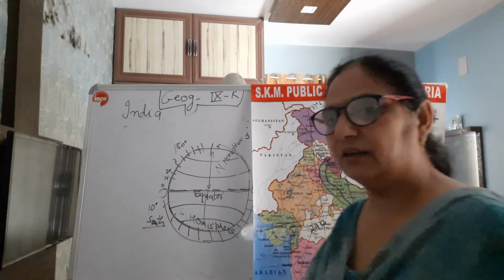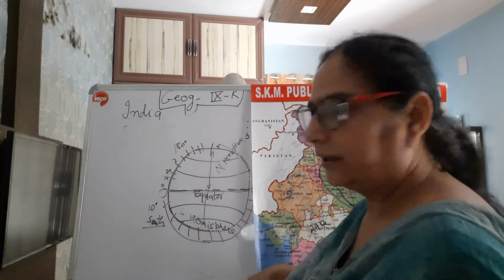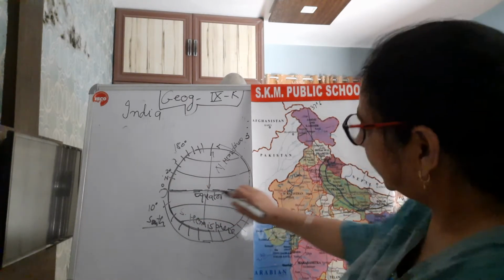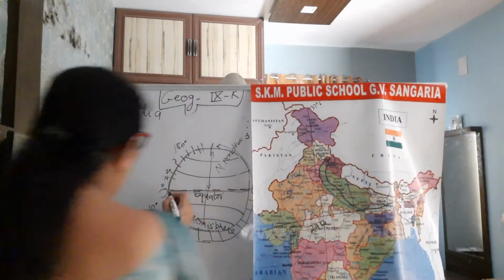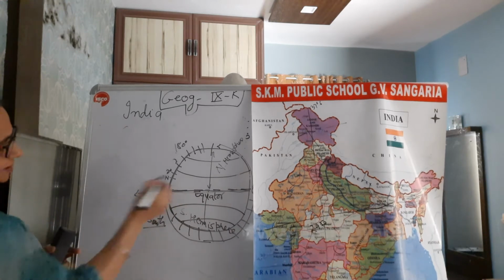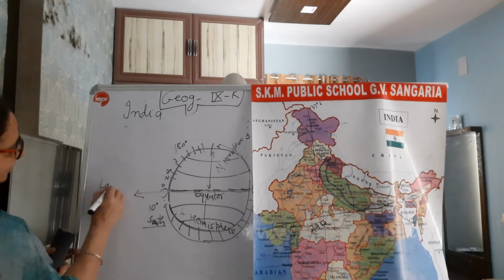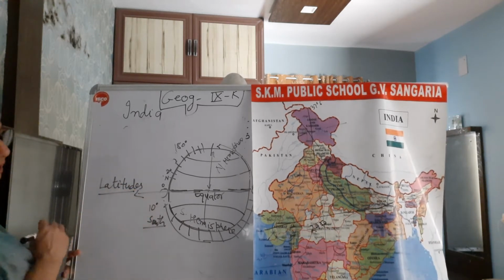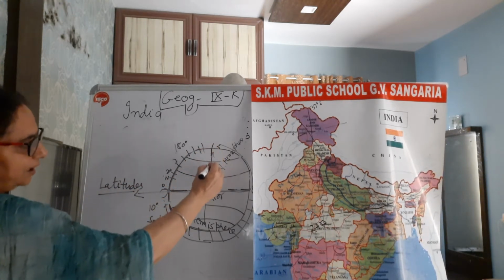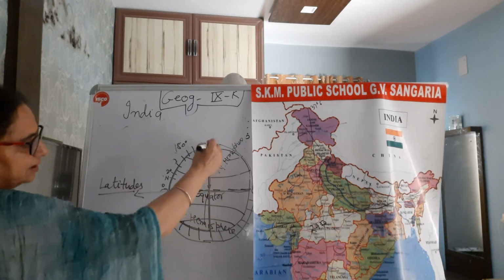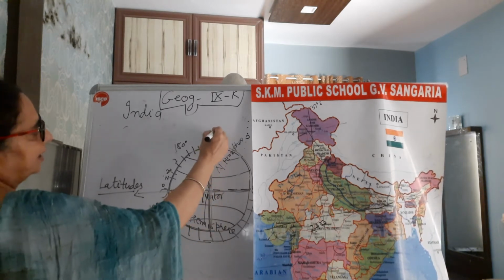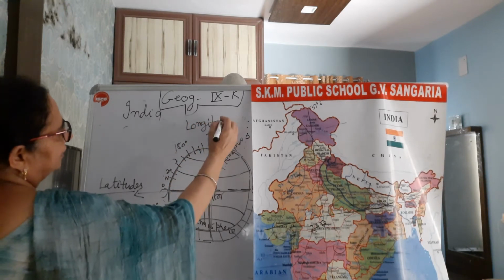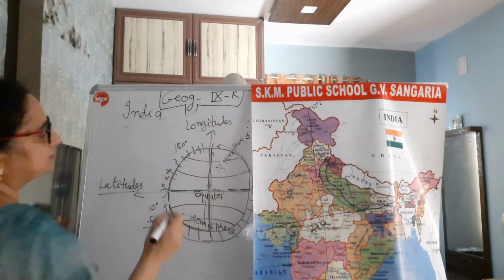So what we have learned till now: on the globe there are these horizontal lines. These lines are known as latitudes. And here are the lines, vertical lines. These lines are longitudes. Hopefully you have understood.